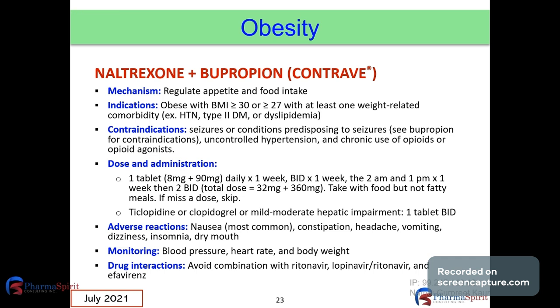In terms of adverse reactions, nausea is the most common adverse reaction. It also causes constipation, headache, vomiting, dizziness, insomnia, and dry mouth.